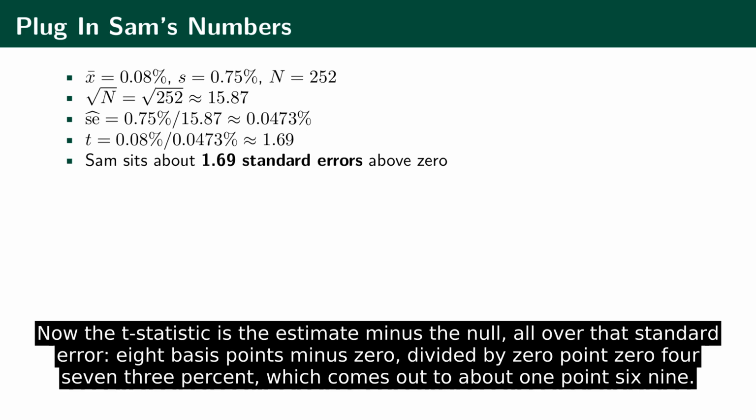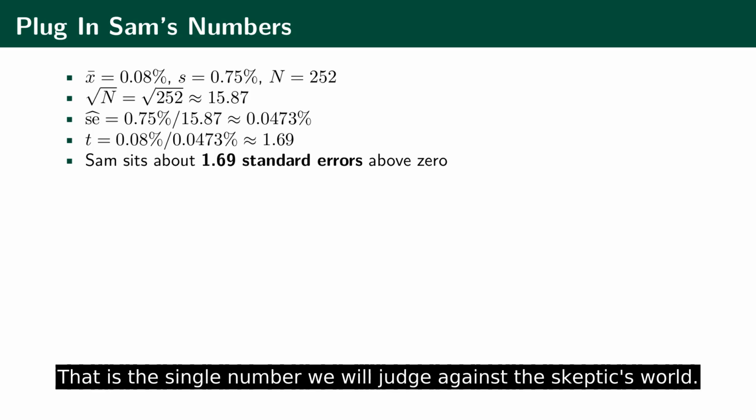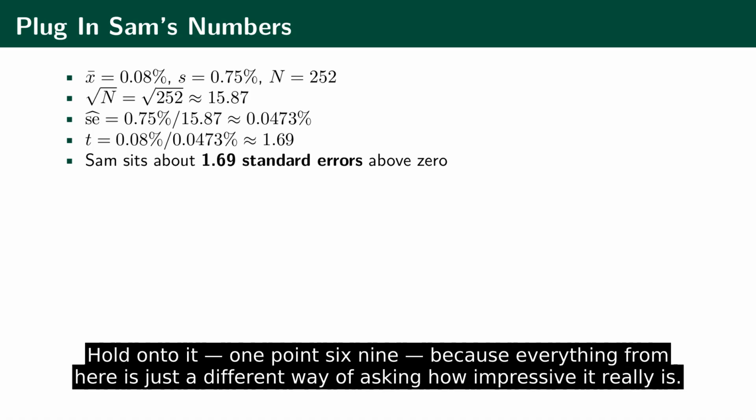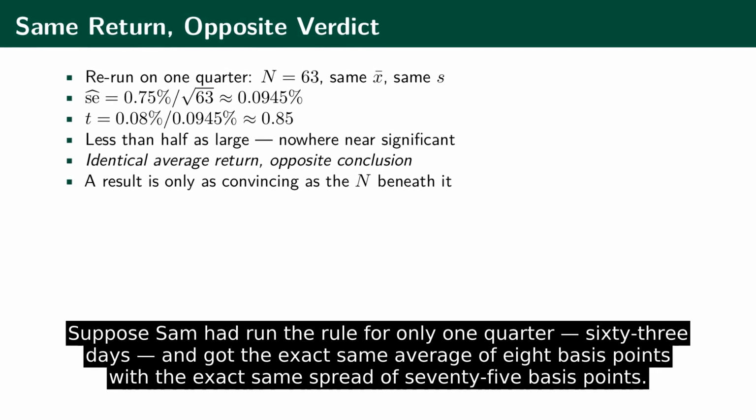Now the t-statistic is the estimate minus the null, all over that standard error: 8 basis points minus 0, divided by 0.0473%, which comes out to about 1.69. So Sam's average return sits about 1.69 estimated standard errors above 0. That is the single number we will judge against the skeptic's world. Hold on to it, 1.69, because everything from here is just a different way of asking how impressive it really is. Now watch the role of the sample size in that denominator.